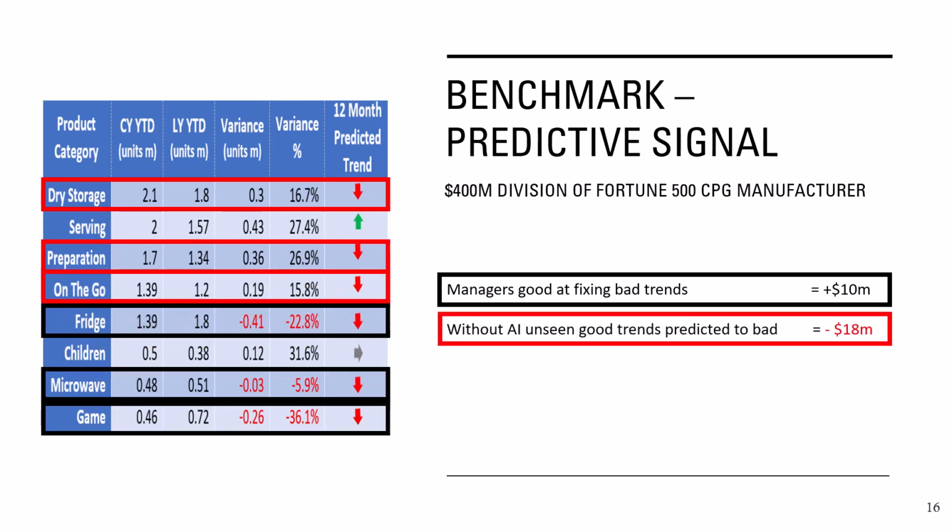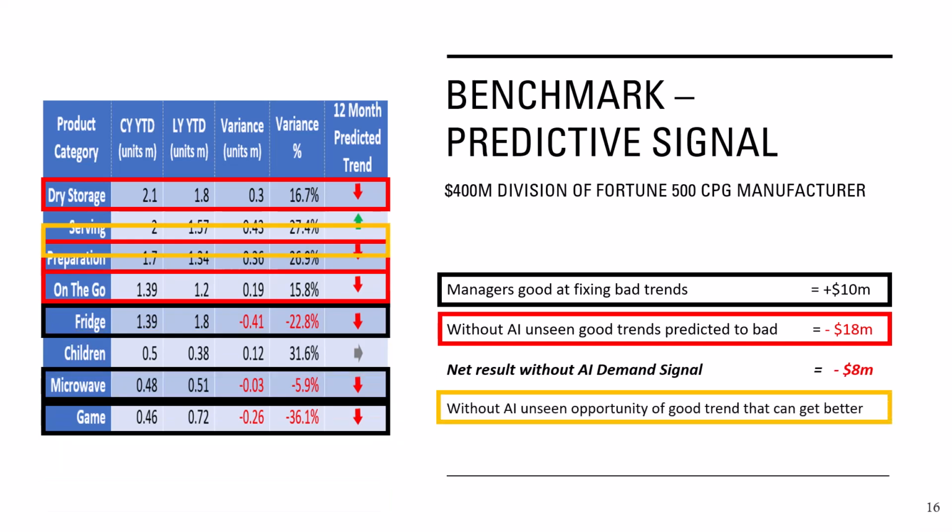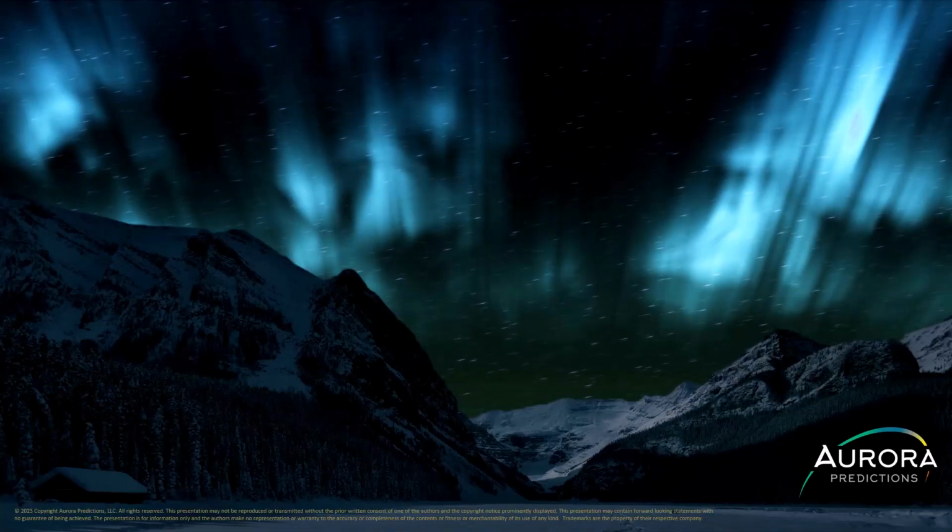preparation, and on the go that resulted in an $18 million sales decrease for a net result of an $8 million sales decrease. They also didn't see the good trend in servings that was predicted to get better and therefore didn't take advantage of sales improvement through price increases. As such, predictive demand signals powerfully inform decisions.